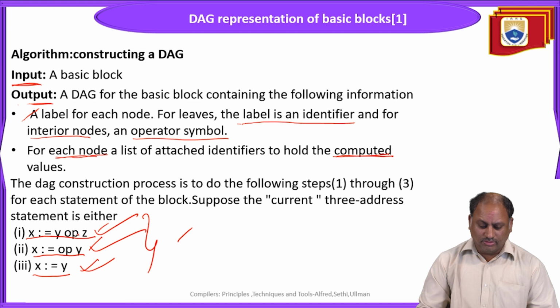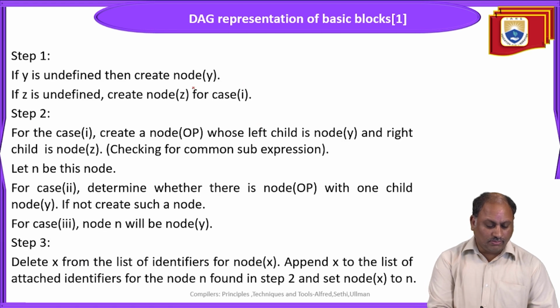If y is undefined, then we create a node for y. If z is not defined, then we create a node for z, for case 1. In the second step, we create a node n for op, which has the node for y as its left child and the node for z as its right child. So in this case, we are going to check for common subexpressions.